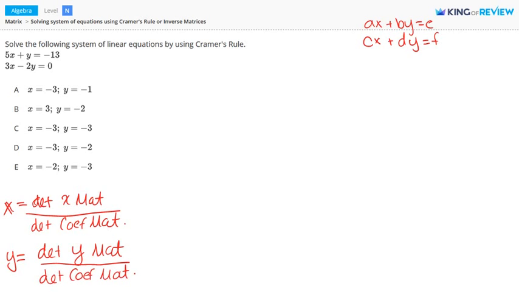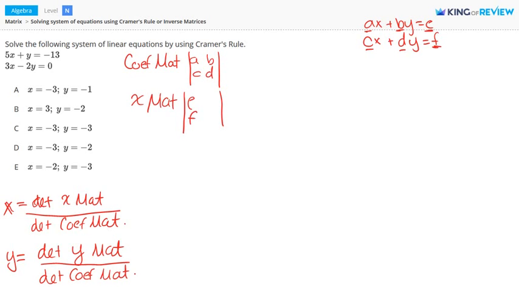So let's set up our three matrices. The first is the coefficient matrix. The entries in this matrix will be the coefficients of our x and y terms, so A, B, C, and D. The x matrix is going to start with E and F. And you notice E and F are the constants of the two linear equations. And then we have B and D. And then the y matrix is equal to A, C, E, and F.